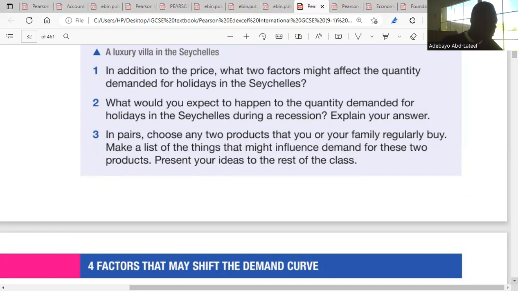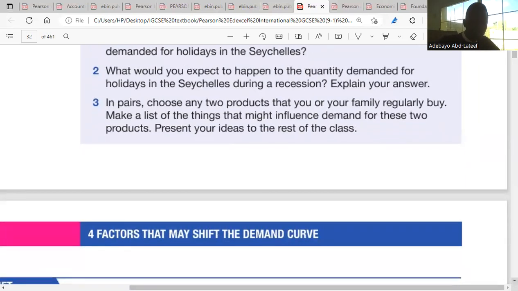So look at what I wrote here. I said, during the recession, demand for holidays in the Seychelles is likely to fall. This is because during a recession, consumer incomes are likely to fall. This means it will be more difficult for many consumers to afford holidays in the Seychelles. If there's a recession in an economy, it means jobs are not flowing the way they used to. So a lot of people would lose jobs and income. They won't be able to afford holidays in Seychelles. So that's the answer for 2. Is it clear?